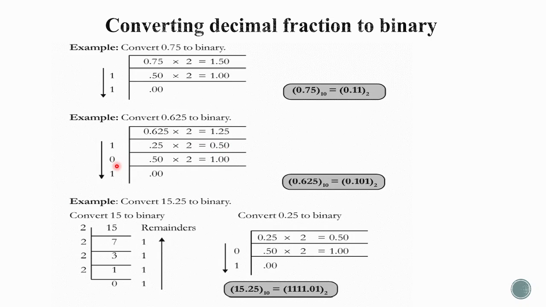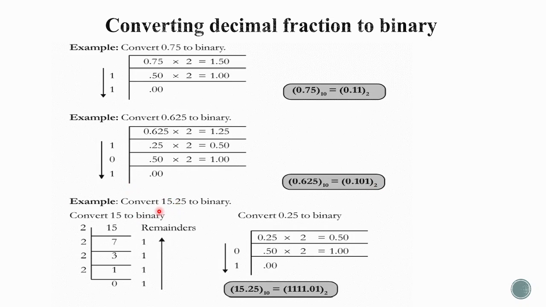So record the integer part. Then the fractional part 0.50 is again multiplied by 2. We will get 1 as the answer, 1.00. Record 1 over here and the fractional part is 0. So we can stop here. The integer parts are recorded in this manner. So the decimal number 0.625 is equal to 0.101 in binary. And remember to denote the base as 2.